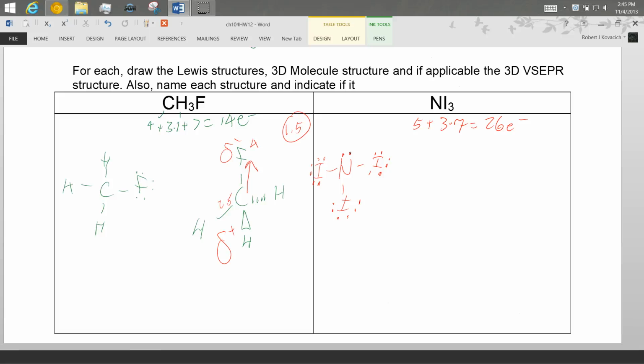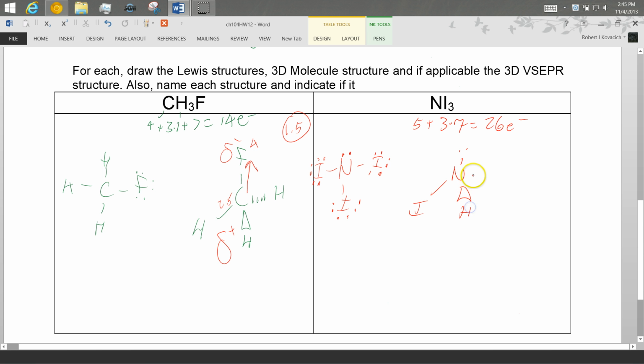Okay, so I have to come up with a 3D structure for this. And there's going to be a couple of structures for this one. So nitrogen with a pair of electrons up top and an iodine here and an iodine here. Oops, and I wrote H. Iodine there and an iodine there. So with the electrons, what shape do I have? I have a tetrahedral shape. Without the electrons, what shape do I have? Trigonal pyramidal, right? This is not flat.